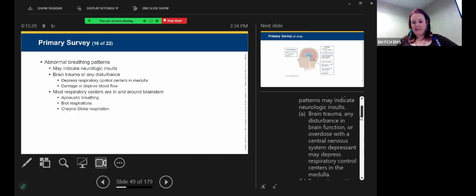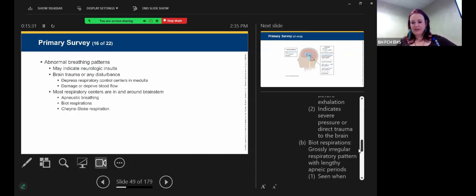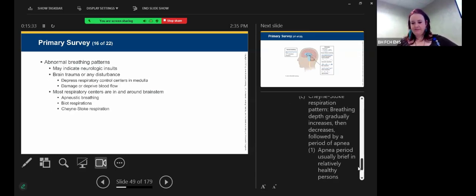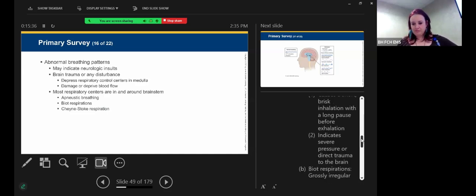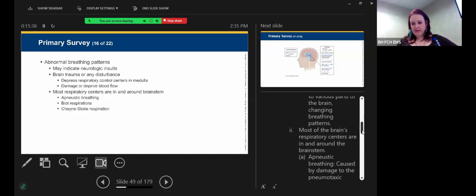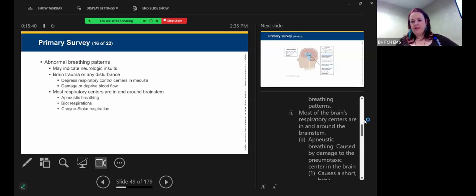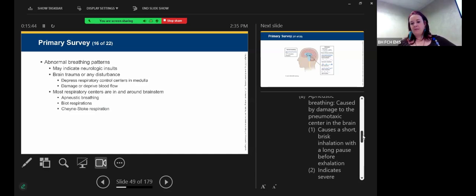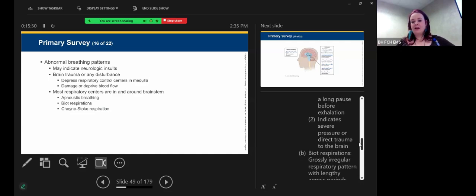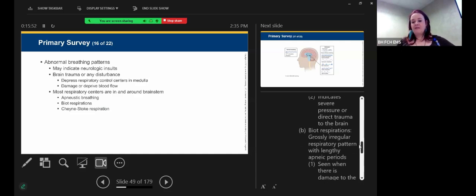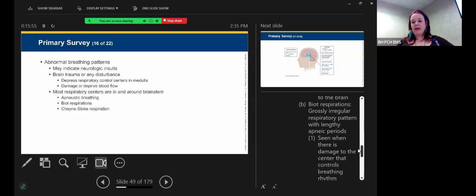So, abnormal breathing patterns. Most of the brain's respiratory centers are in and around the brainstem. Apneustic breathing, caused by damage to the pneumotaxic center in the brain, causes a short, brisk inhalation with a long pause before exhalation, and indicates severe pressure or direct trauma to the brain.